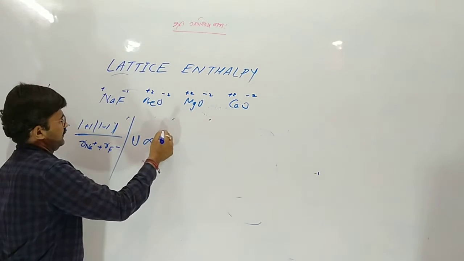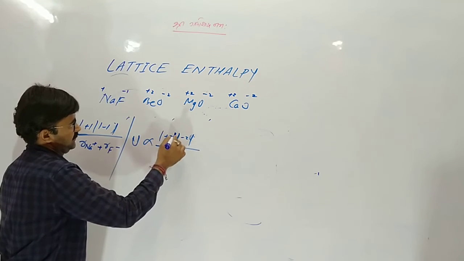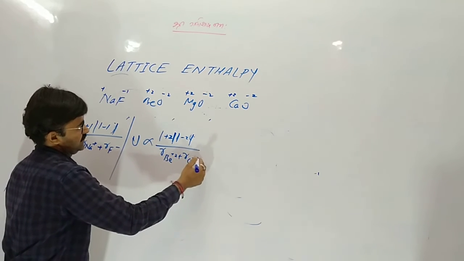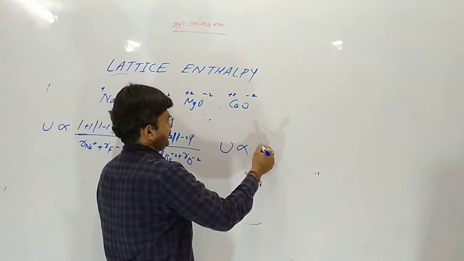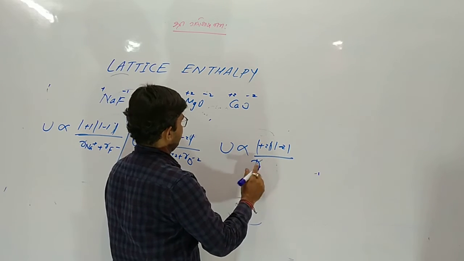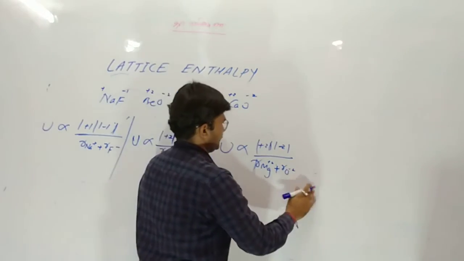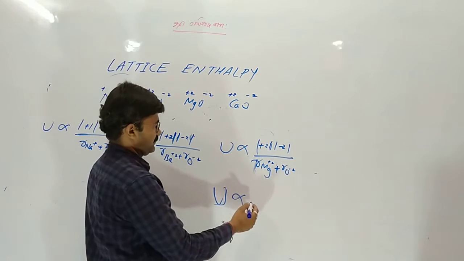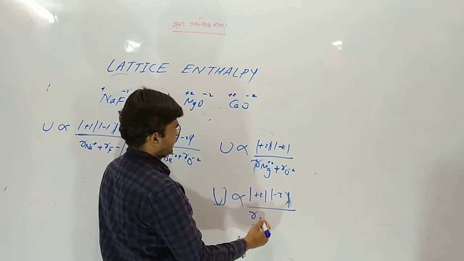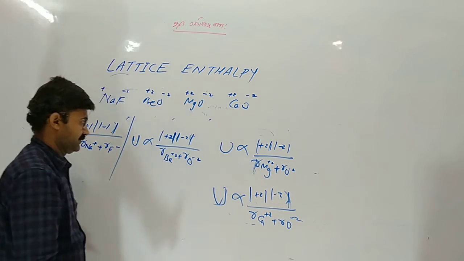Here +2 -2. A positive integer value we can derive. Radius of beryllium +2, radius of oxide. Here +2 -2 upon radius of Mg +2, radius of O -2. Here +2 -2 upon radius of calcium +2 plus radius of O -2.